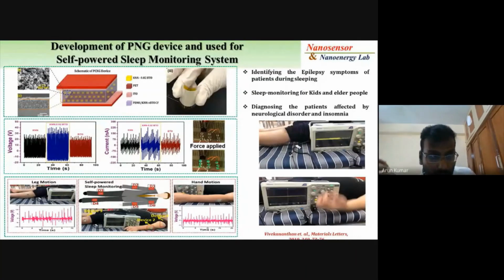For a security purpose, you can use it for kids. If you keep it in the bed, and the kids are moving in the night without your notice, that can trigger an alarm also. So these are all kinds of applications using this sensor.